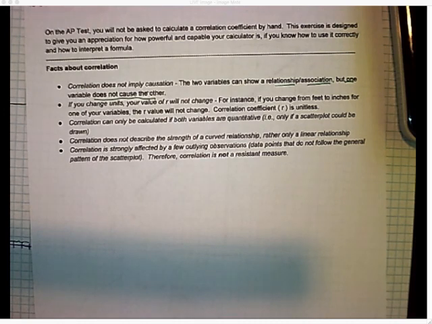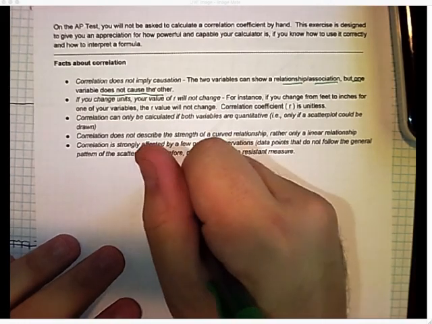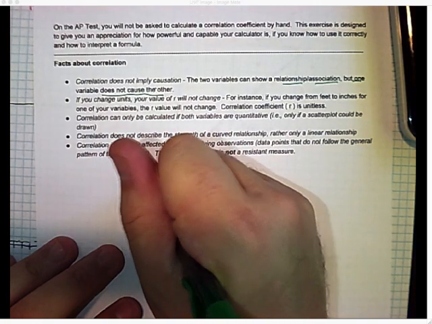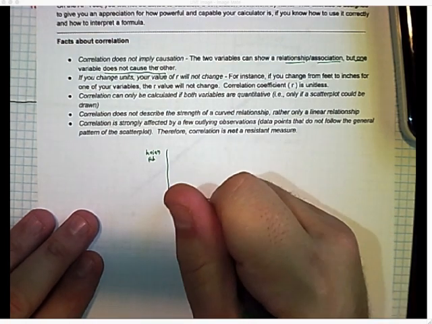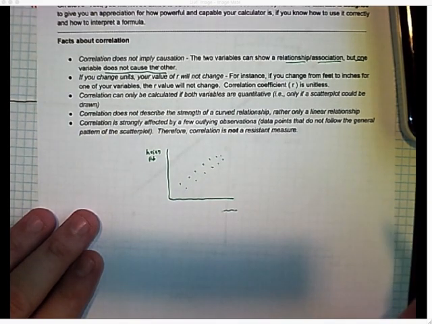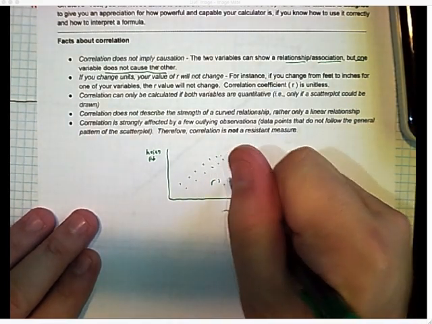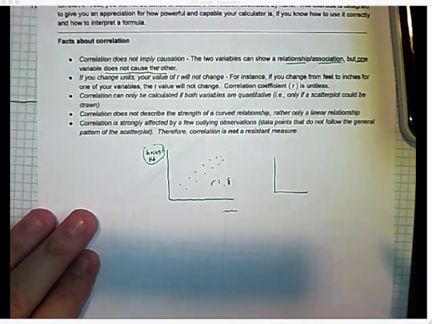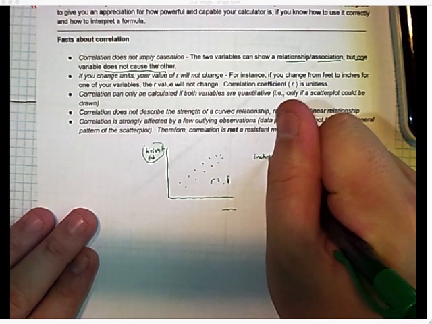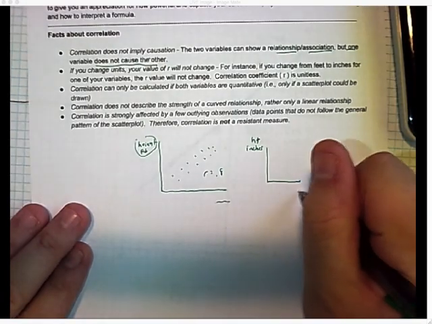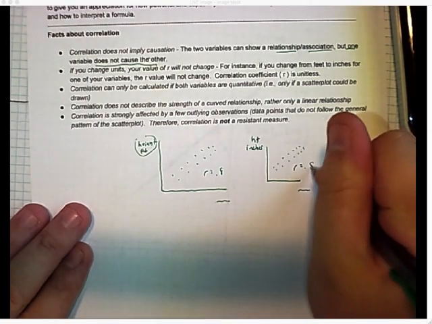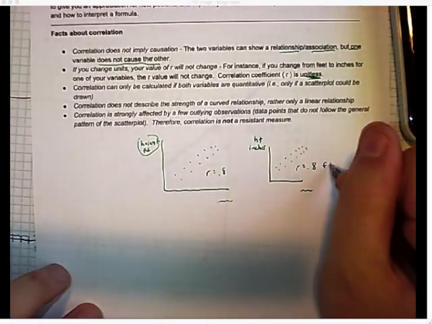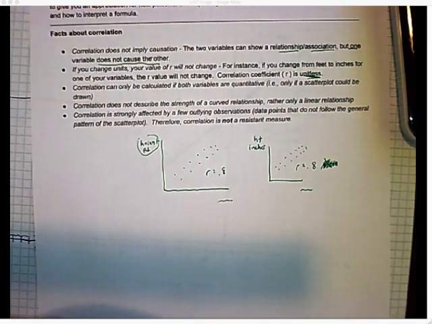All right, second point: if you change your units, your r value will not change. Like if you have the height of someone in feet and you measure some other variable and have a certain scatter plot, you get a certain value. Let's say you get an r of 0.8. If you change everybody's height into inches instead of feet, it might change the appearance of the graph, but the r value is still going to stay the same. It will not change the r value. And r is unitless. There's never units for r.